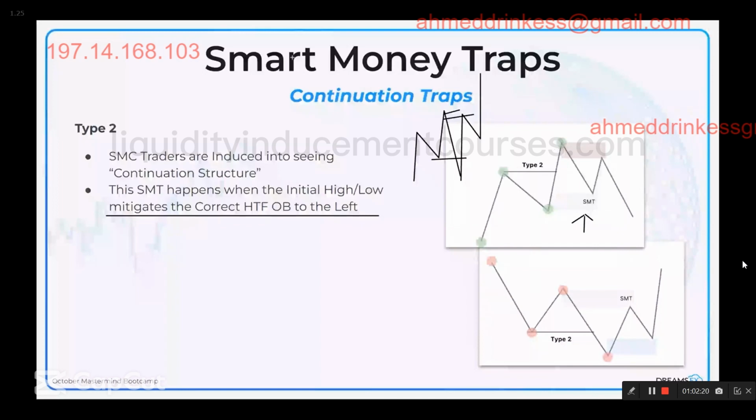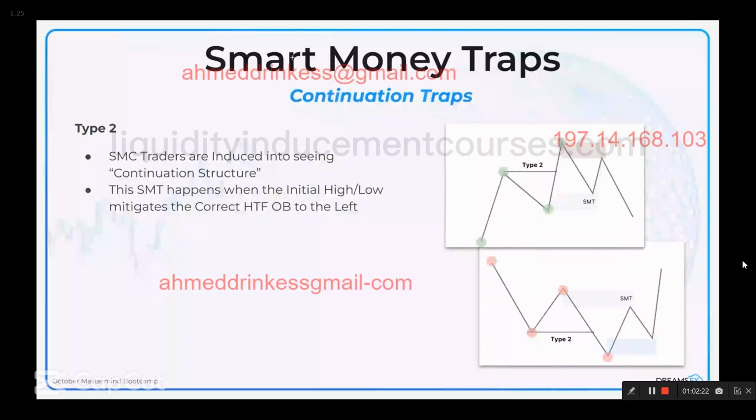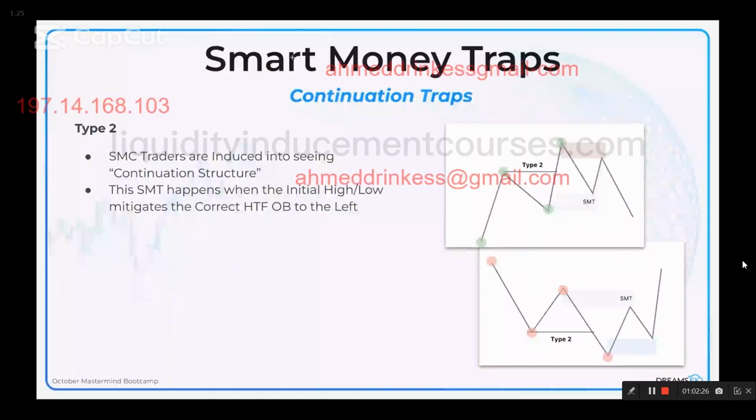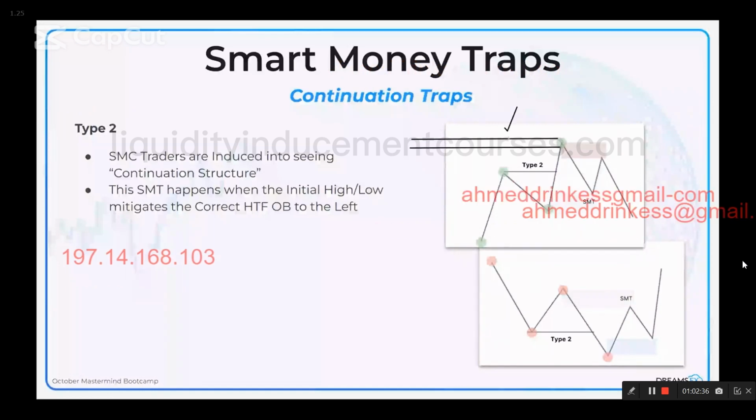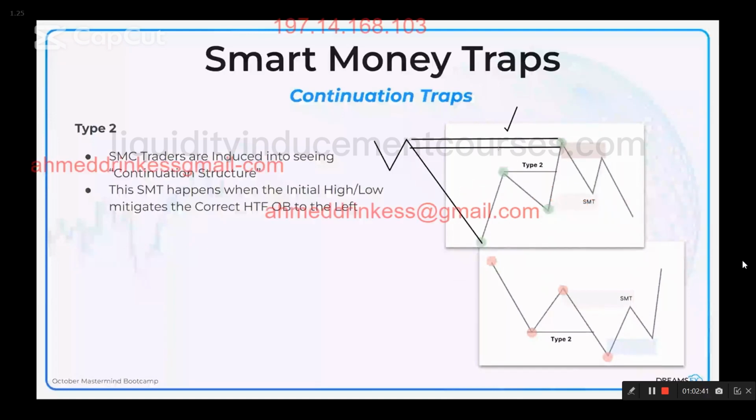But the difference between the first and second is the first type of trap does not mitigate the true order block. It mitigates the wrong order block, so that trap ends up failing. This trap ends up failing, but it's because it mitigated the correct order block. So when the correct order block is mitigated here, and let's say that you have this, and the correct order block is mitigated, SMC traders, SMTs, they're induced into seeing buys.